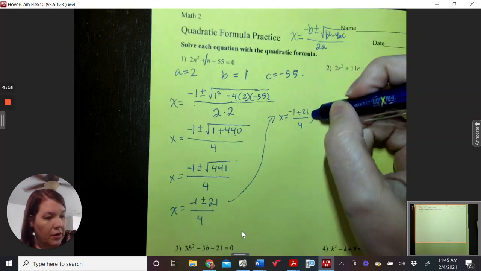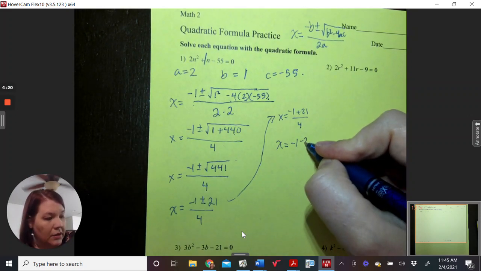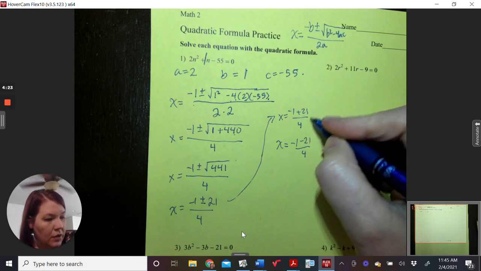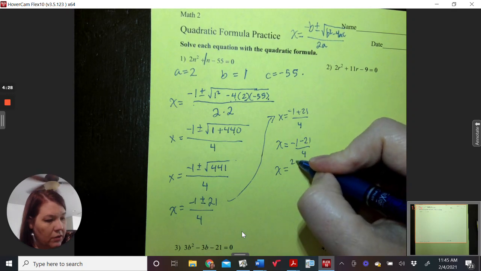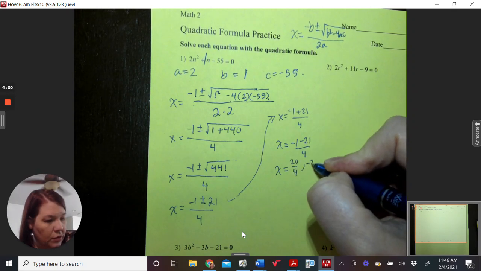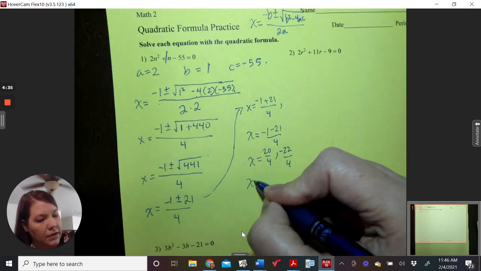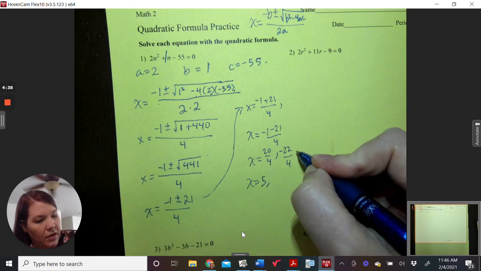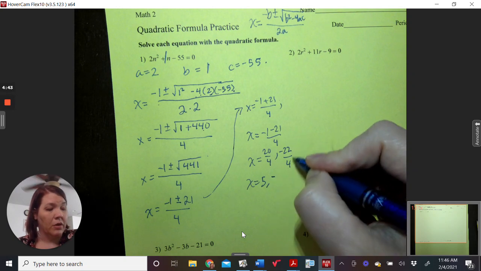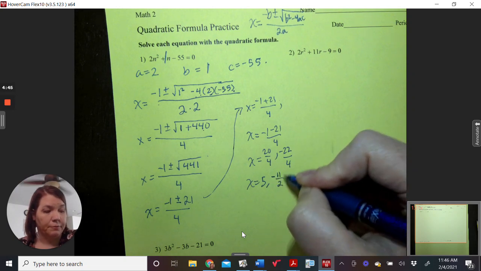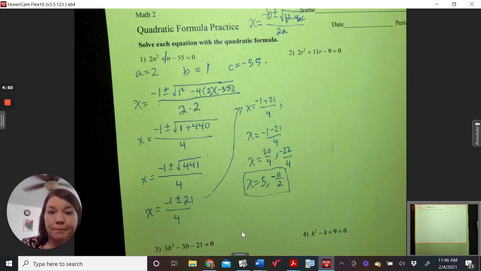And then underneath, x equals negative 1 minus 21 over 4. So x equals 20 over 4, and then this one is negative 22 over 4. And so x equals 20 divided by 4 is 5. 22 divided by 4 is not a nice number. I can leave it as 22 divided by 4, but I'm going to divide them both by 2 though: negative 11 over 2. And I'm finished. There you go.